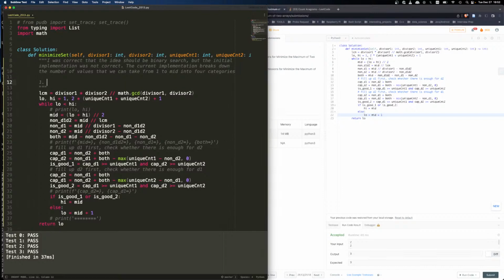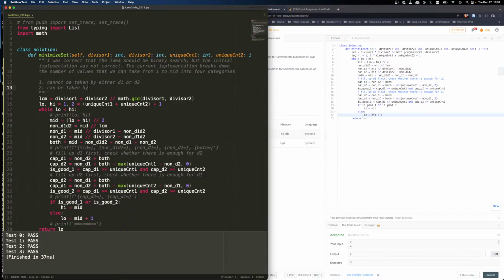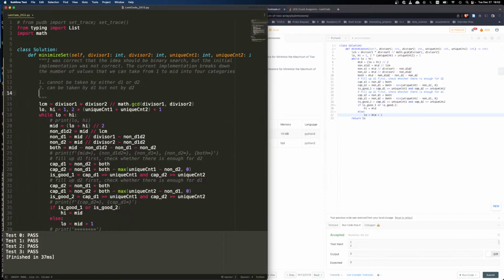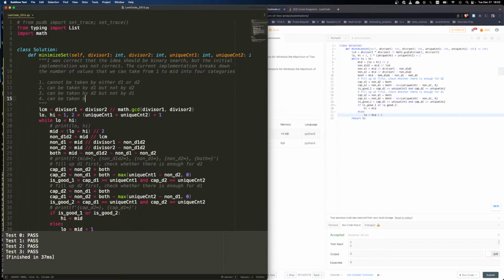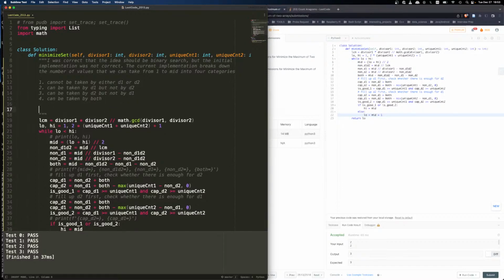Category 1 cannot be taken by either D1 or D2. Category 2 can be taken by D1 but not by D2. Category 3 can be taken by D2 but not by D1. And category 4 can be taken by both. Now these counts can be computed using division and LCM of D1 and D2.